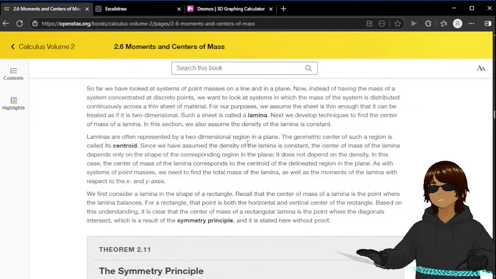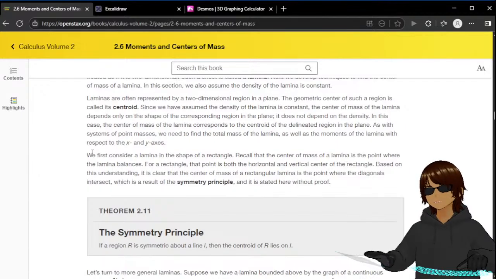Since we have assumed the density of the lamina is constant, the center of mass of the lamina depends only on the shape of the corresponding region in the plane. It does not depend on the density. In this case, the center of mass of the lamina corresponds to the centroid of the delineated region in the plane.